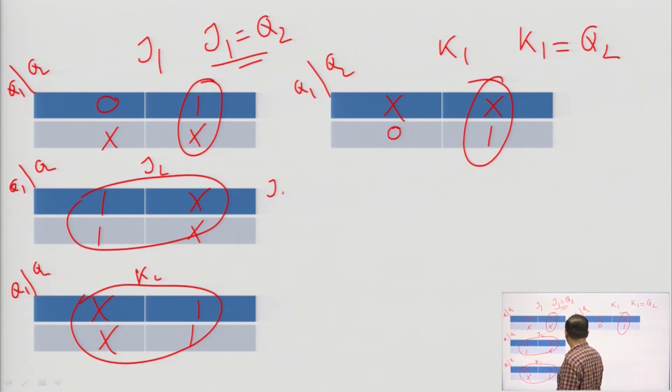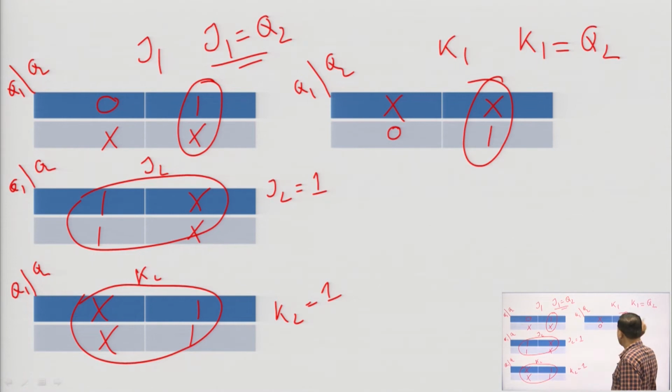So, J2 will be 1 and K2 also will be 1. So, we have 4 equations: J1 is equal to Q2, K1 is equal to Q2, J2 is equal to 1 and K2 is equal to 1. Now we are going to draw the final diagram.